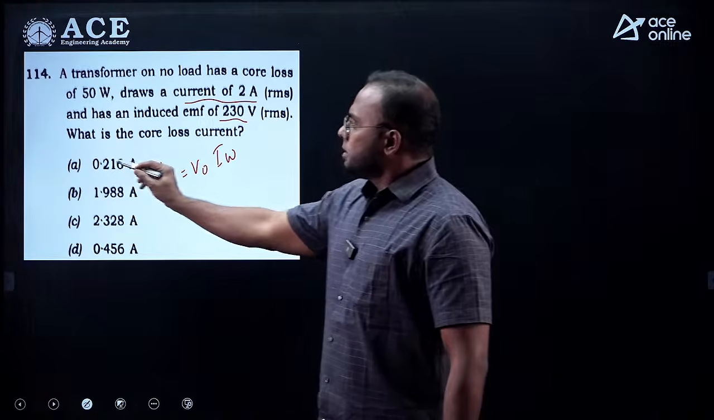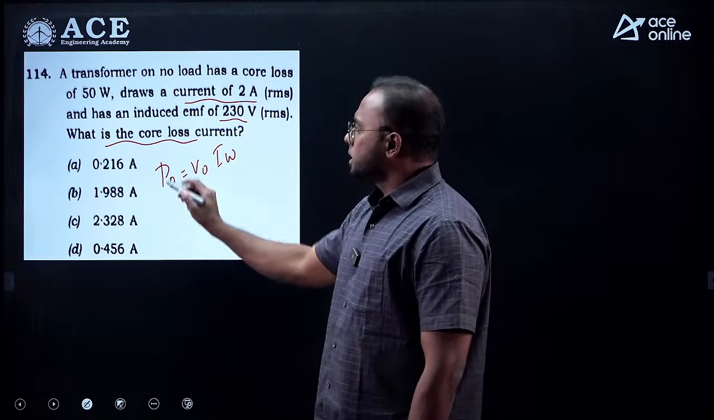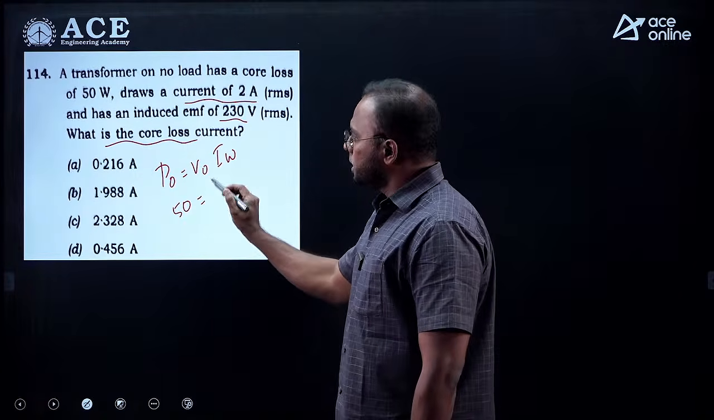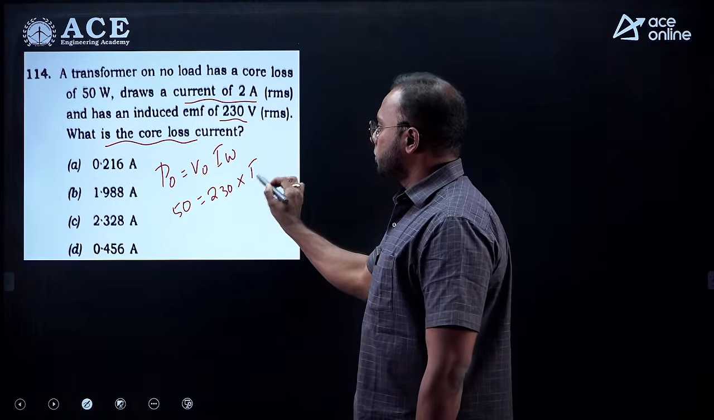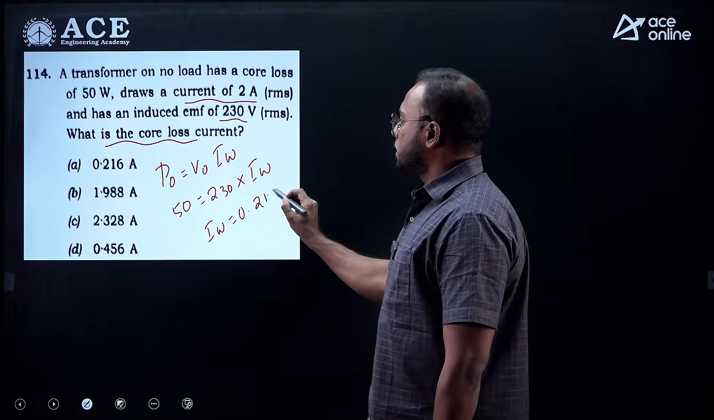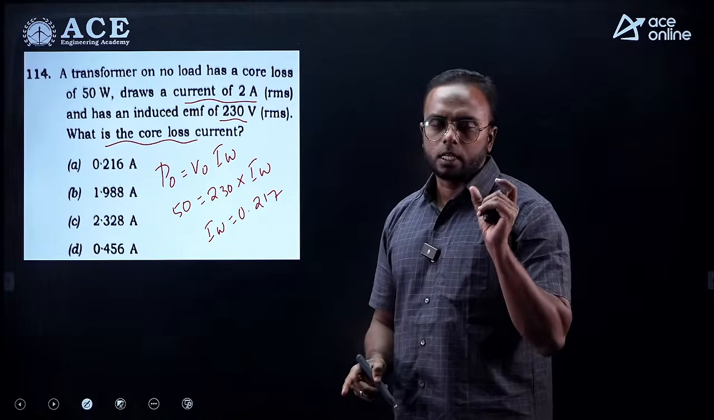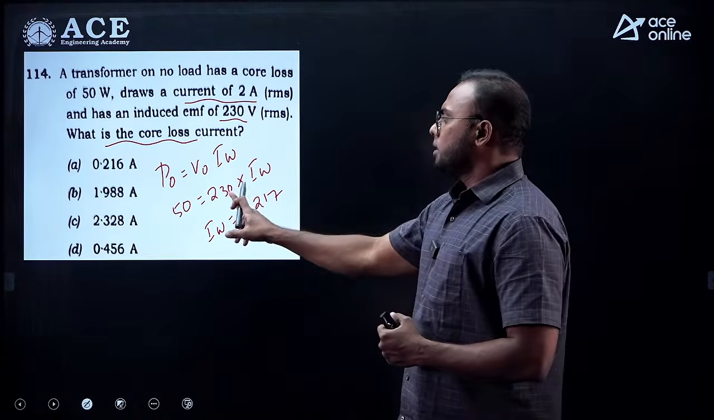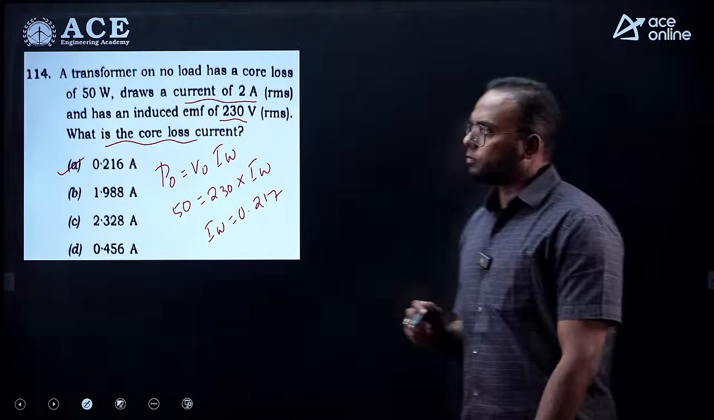They are asking here for the core loss current. Core loss means IW, and the power here is 50, and the voltage, taken almost the same, is 230, into IW. If you simplify, you will get IW equal to 0.217. Actually this voltage is a little higher, maybe 232 or 233. If you take a little more, then we get exactly 0.216 also. So option A is correct for this.